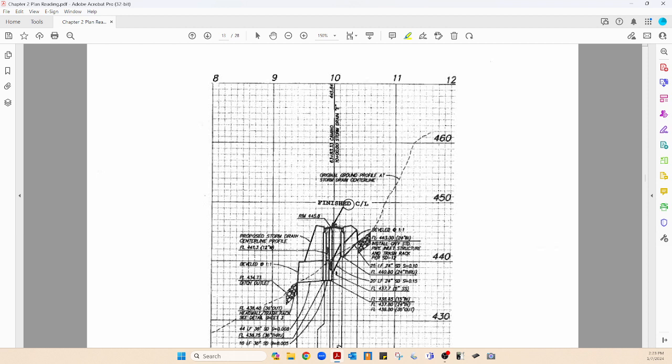Here is the finished center line right there to get you started. It's at 450. This is the original ground profile right here, and it's also talking about the center line. This is the finished center line right here. I'm thinking, because it says it again, storm drain center line right there. So this ought to get you started a little bit.